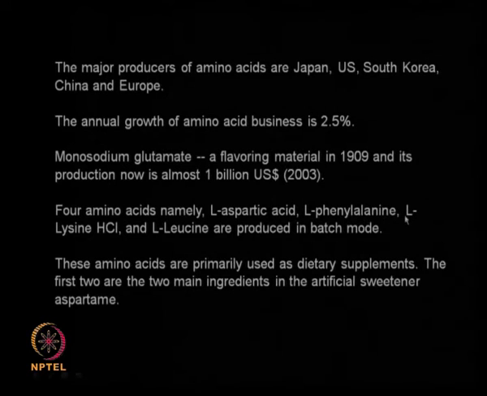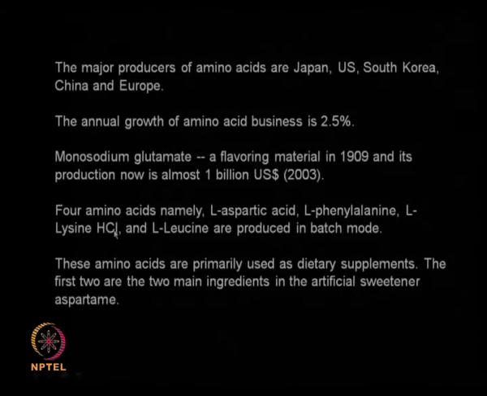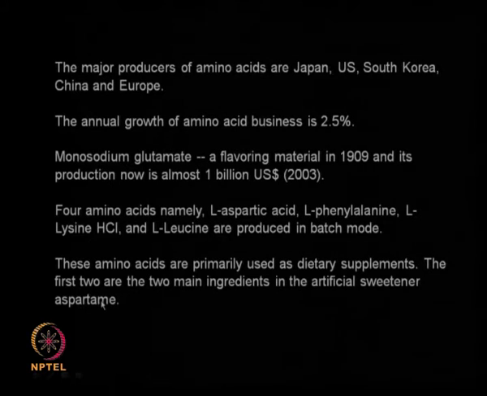L-aspartic acid, L-phenylalanine, L-lysine hydrochloride, L-leucine, they are all produced as batch products. All these are also used in dietary supplements, and as artificial sweeteners. The first two are used in the artificial sweetener aspartame, again that is a very big business, with more people having diabetes and glucose intolerance, this artificial sweetener business is also becoming big.